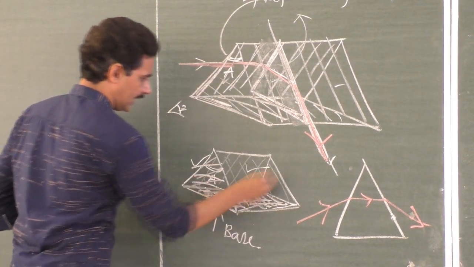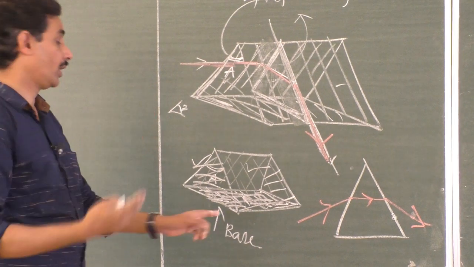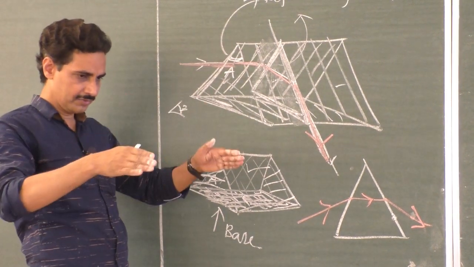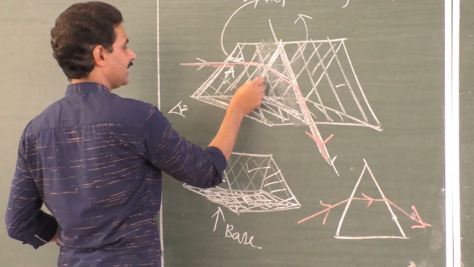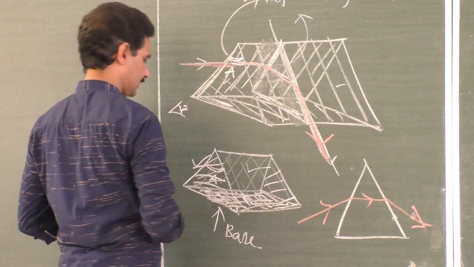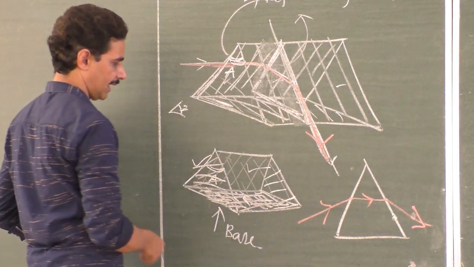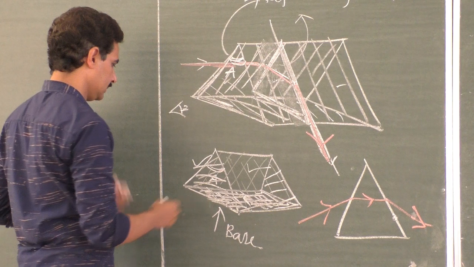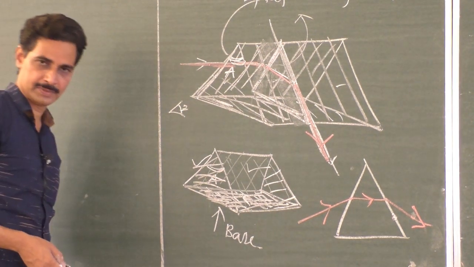This face and this face. Triangular faces are parallel to each other, but not the rectangular faces. Rectangular faces make an angle, and the angle made by the two refracting rectangular faces is called the angle of the prism. And the cross section of the prism will be a triangle shape, so all these things you must know. Now take a pen and paper, okay?